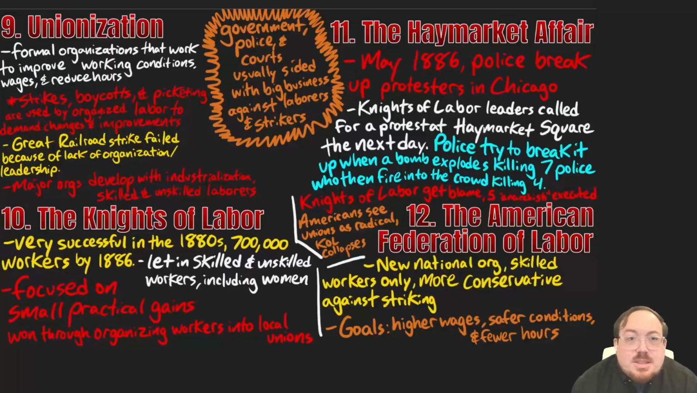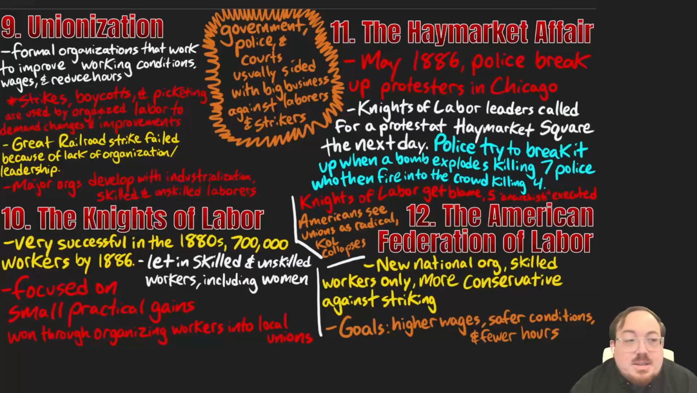And so, unfortunately, the Knights of Labor will collapse. But we still need this sort of larger national organization. So we'll get a new, larger union known as the American Federation of Labor, which only allows in skilled workers. So these are, again, not going to allow in everybody.